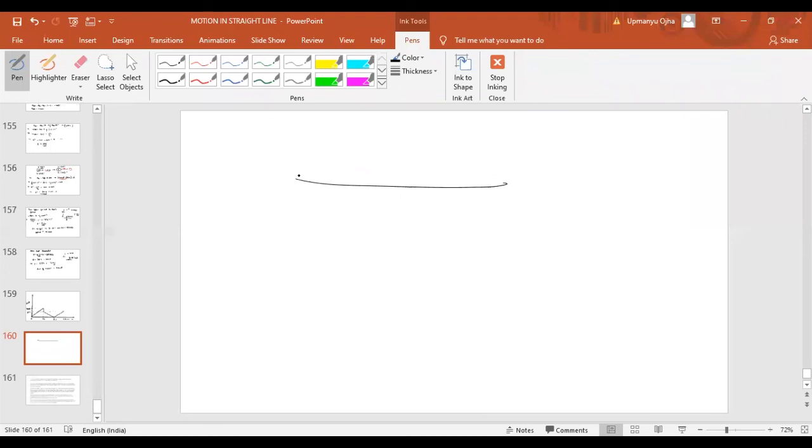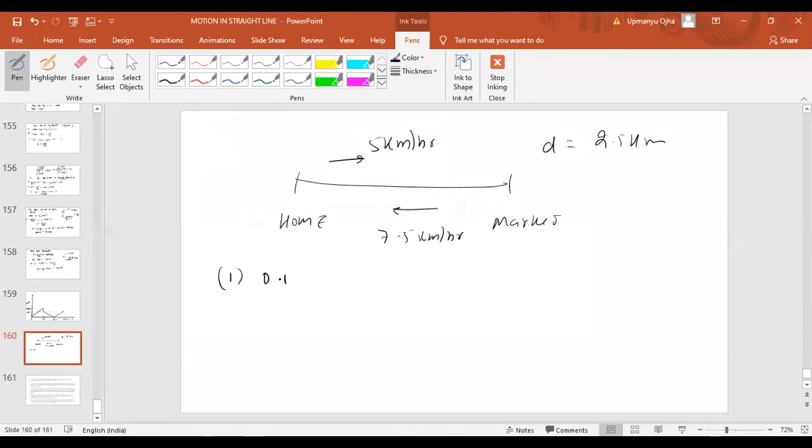So this is the home, this is the market. It goes from home to market at a speed of 5 kilometer per hour and returns back at a speed of 7.5 kilometer per hour. Distance between home and market is 2.5 kilometer. You have to find the average speed and average velocity for the first 0 to 30 minutes.